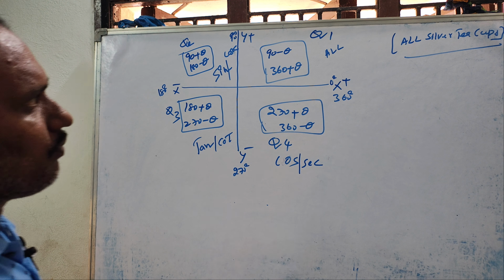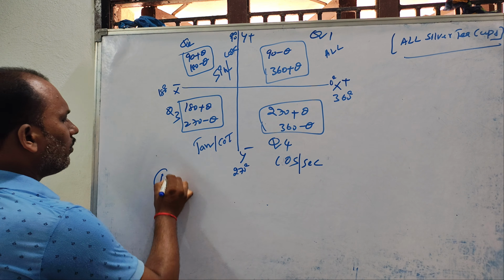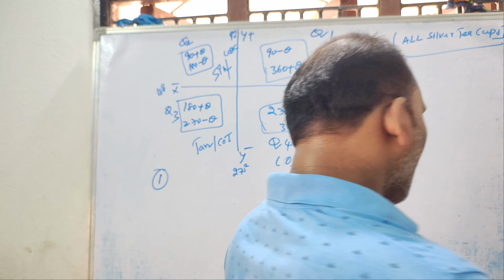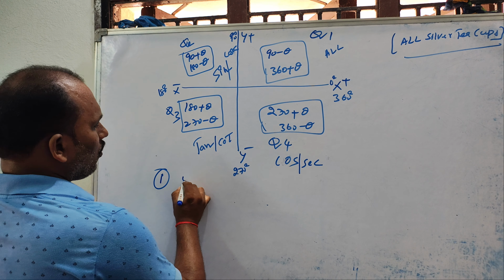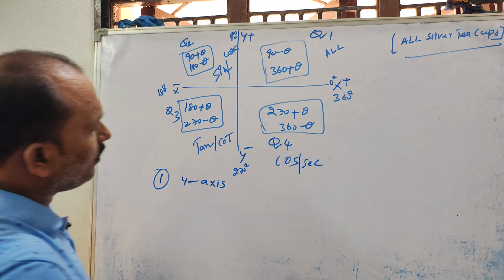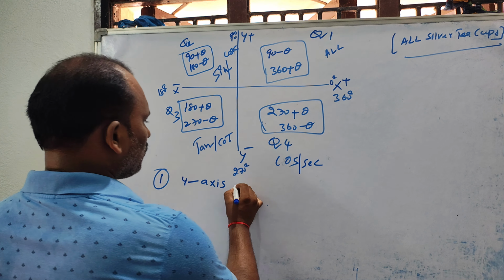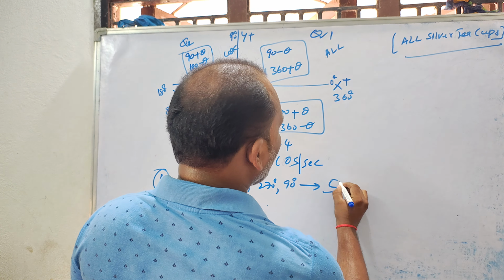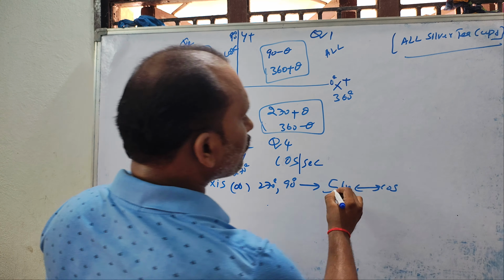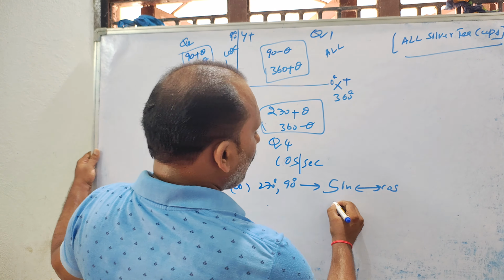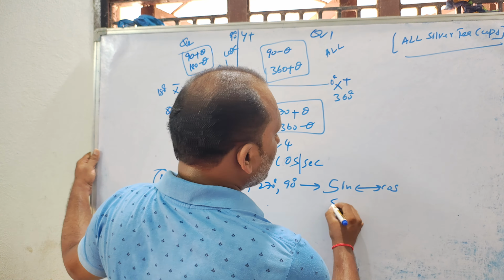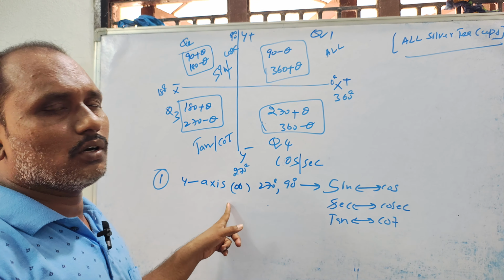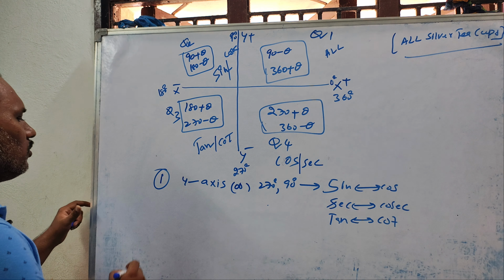All Silver Tea Cups. What is the meaning of it? Two things we have to remember. When we are on the y-axis, that is, at 270 or 90 degrees, then sine becomes cos and cos becomes sine, vice versa. Then secant becomes cosecant and cosecant becomes secant, tan becomes cot and cot becomes tan. Keep in mind, this is when we are on the y-axis, at 270 or 90 degrees. Second, what do you have to do?